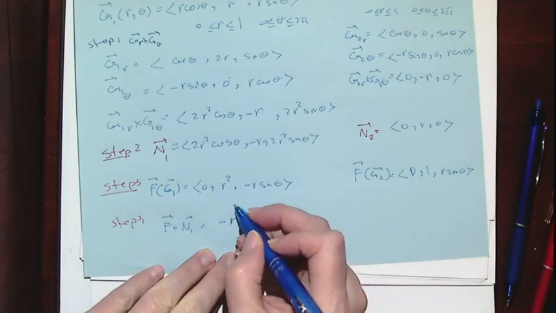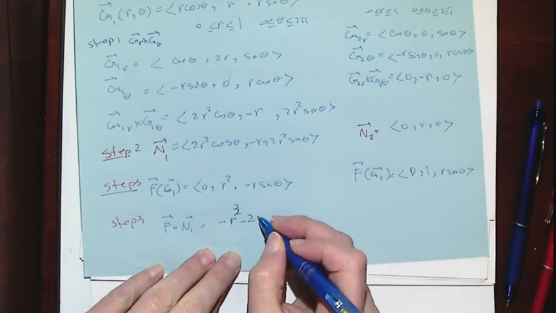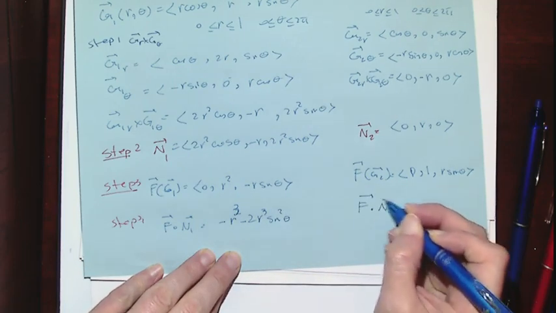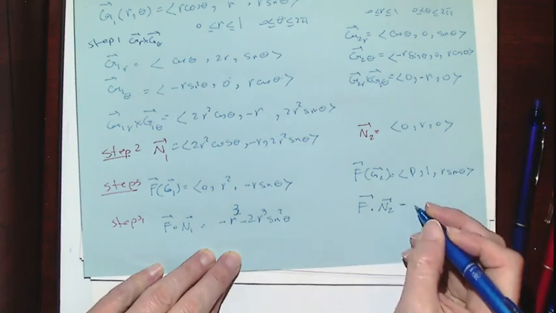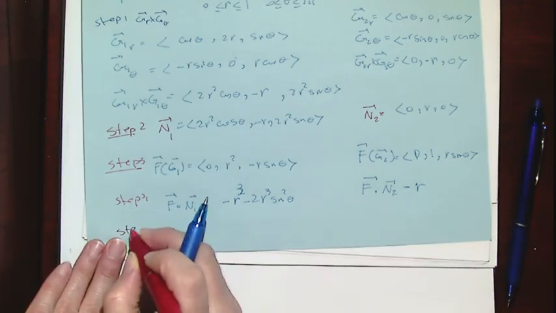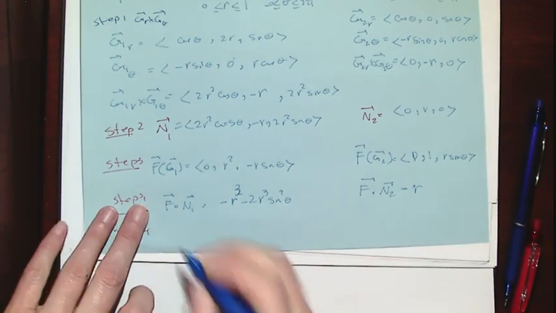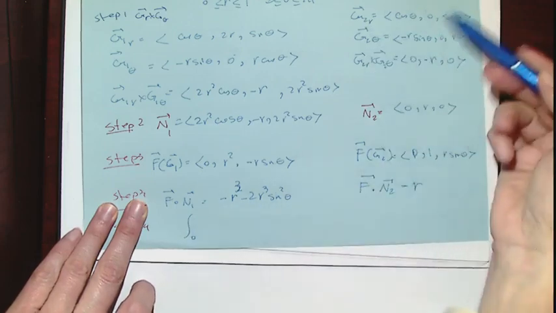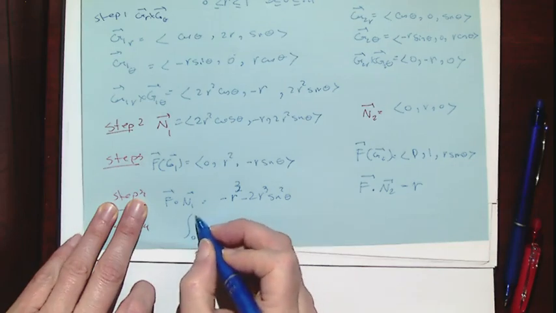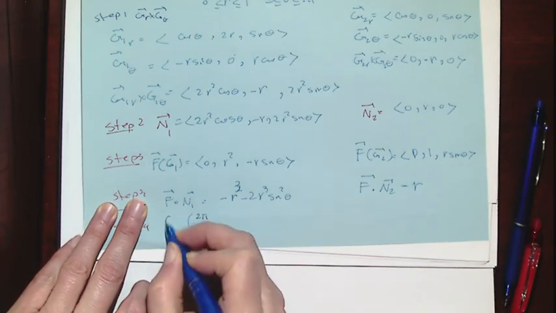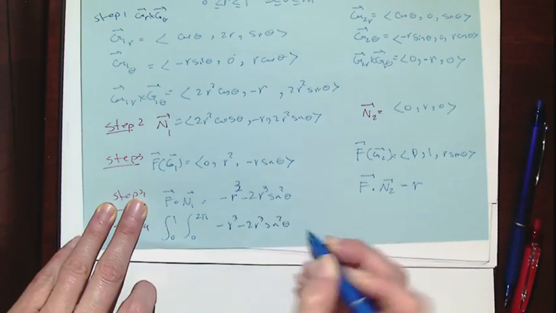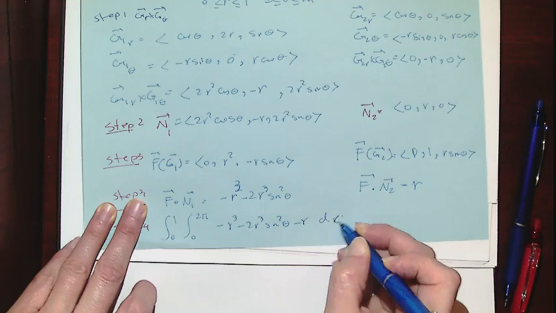No, r cubed minus 2r cubed sine squared theta. F dot n2 is r. Okay, now I'm going to integrate. Step 4, integrate. Because the r and theta are the same parameter, the same bounds, I can put the integral only on one of them. 0 to 2 pi, 0 to 1, negative r cubed minus 2r squared sine squared theta minus r d theta dr.